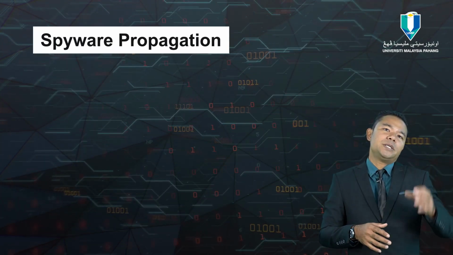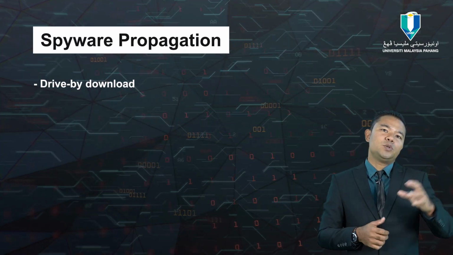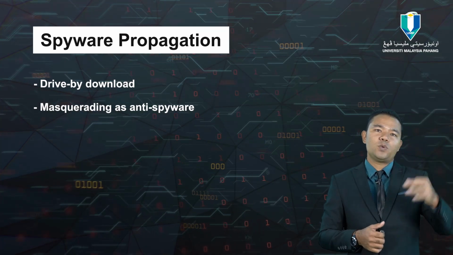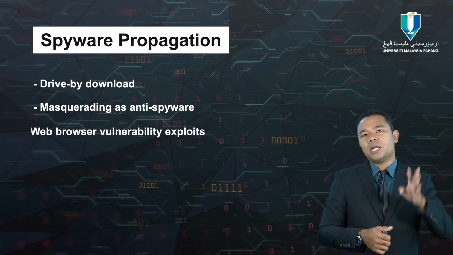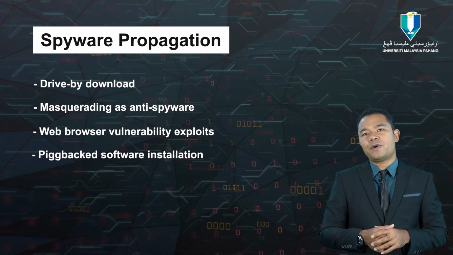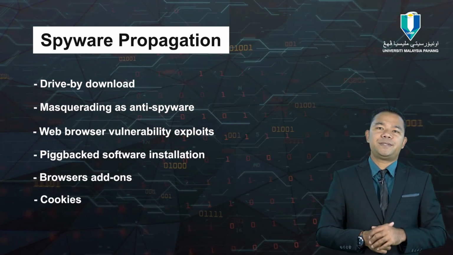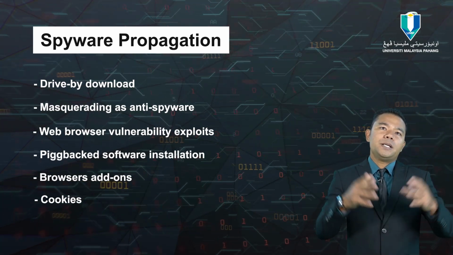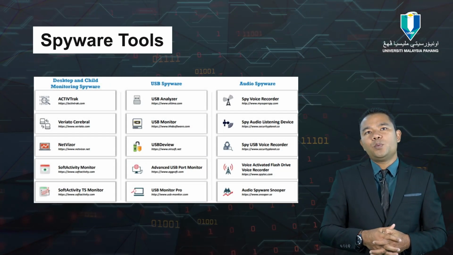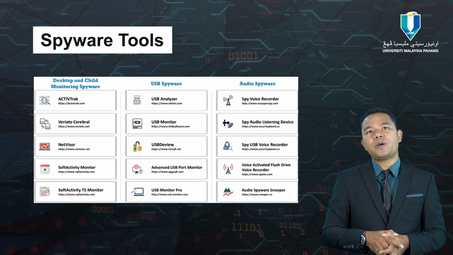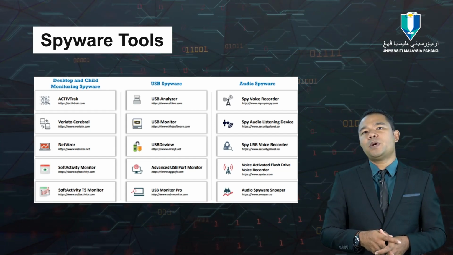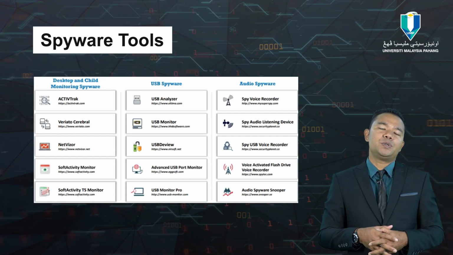Spyware propagation: number 1, drive-by download. Number 2, masquerading as anti-spyware. Number 3, web browser vulnerability exploits. Number 4, piggyback software installation. Number 5, browser add-ons. Number 6, cookies. Examples of software tools: we have desktop and child monitoring spyware. We also have USB spyware, and we also have audio spyware.